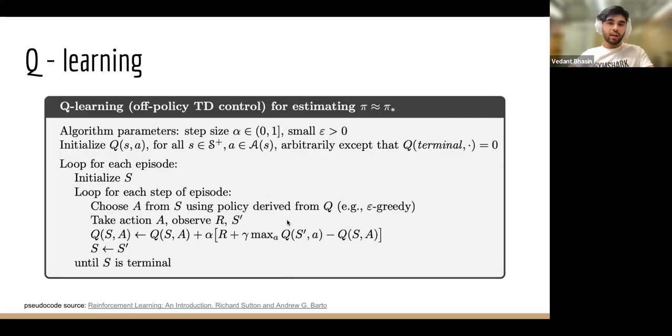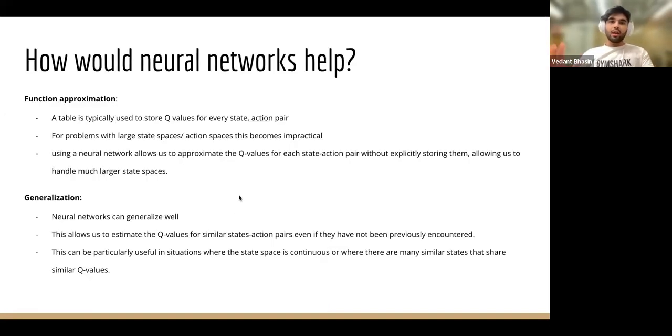This is the algorithm. Again, nothing too complicated once you understand the update rule. And now we can start to think about how neural networks can help this process or where they would fit in. So we spoke about how Q values are assigned to a state and action pair. So if we have a large state space or a large action space, then storing Q values for each state and action pair would become pretty impractical. And using neural networks would allow us to approximate Q values for each state action pair without explicitly storing them. So it would save us a lot in terms of storage.